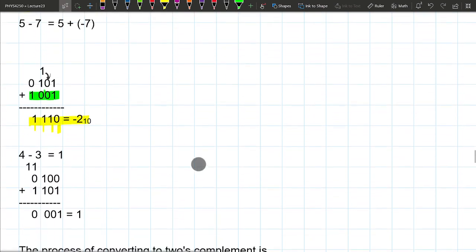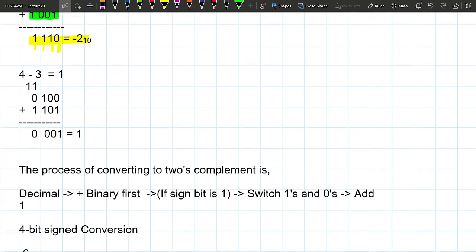All right, let's do one more. 4 minus 3, hopefully I did this correctly, is equal to 1. 4 is 0, 1, 0, 0. 3, if you look that up on the table, is 1, 1, 0, 1. Add these two numbers together with all the carry and stuff like that, you end up with 0, 0, 0, 1. It even does the sign bit correctly. We know it's a positive number, so it should always have a 0 in the beginning when it's a positive number. And in fact, 0, 0, 0, 1 is equal to 1 in decimal.